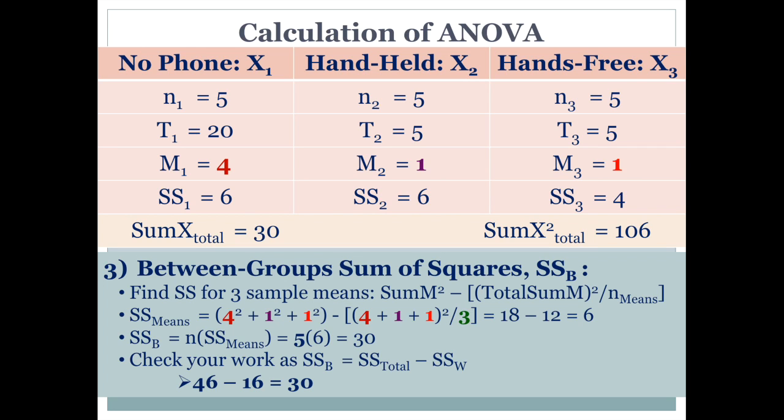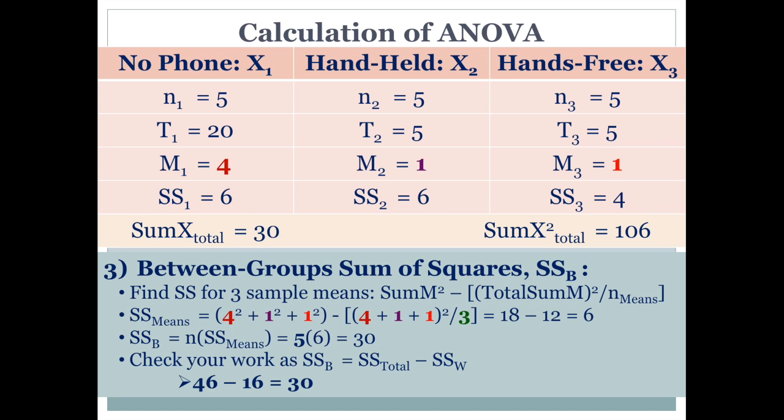Okay, so again, I color coded it. So this first part here, this sum of mean squares, right? The mean for the first one is 4, so I go 4 squared. The mean for the second one is 1, 1 squared. The mean for the third one is 1, 1 squared, right? So I'm going to square each one of these, so 16 plus 1 plus 1, minus this whole amount here. So just the 4 plus 1 plus 1, that number squared, so 6 squared, so 36, divided by 3. So you're going to go 18 minus 12 is 6.